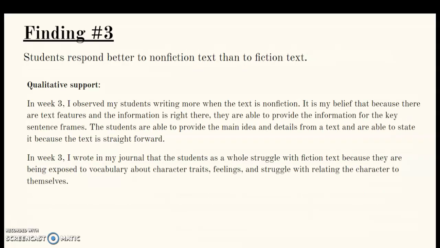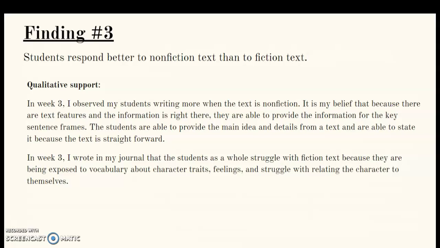Finding number 3. Students respond better to nonfiction text than to fiction text. In week 3, I observed my students writing more when the text is nonfiction. It is my belief that because there are text features and the information is right there in the text, they are able to provide the information for the key sentence frames. The students are able to provide the main idea and details from a text and are able to state it because the text is straightforward.